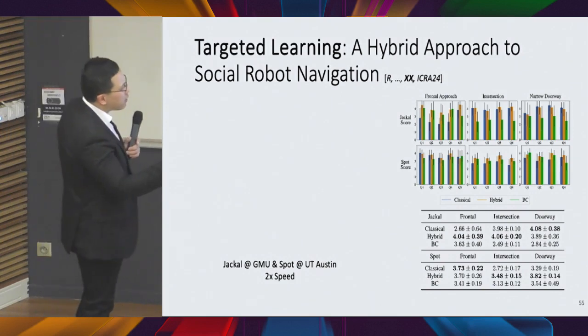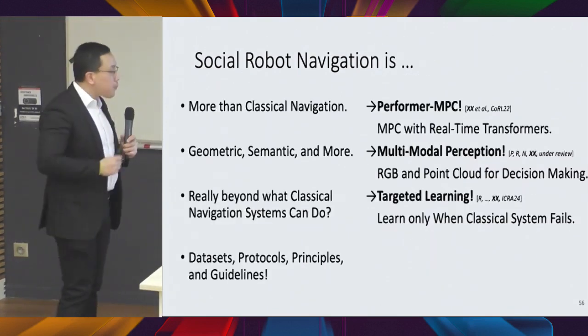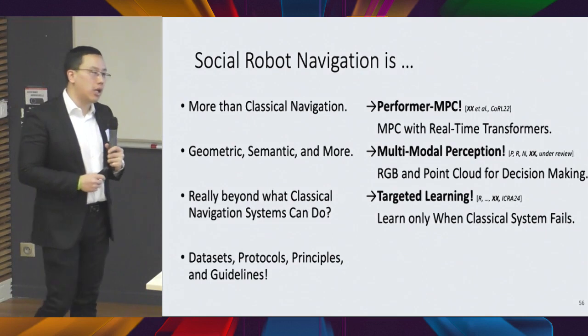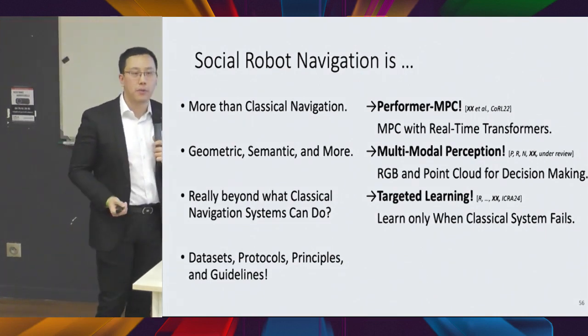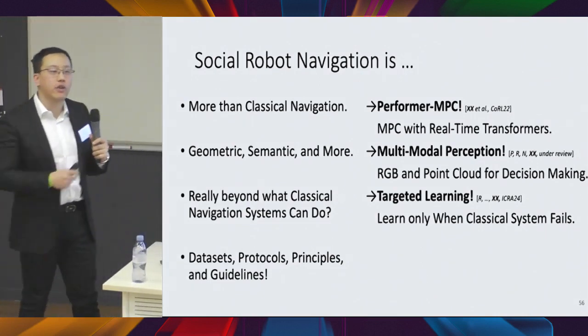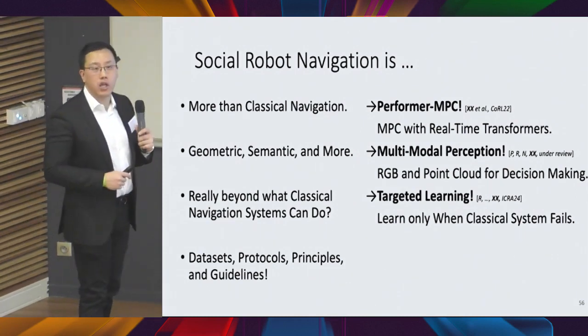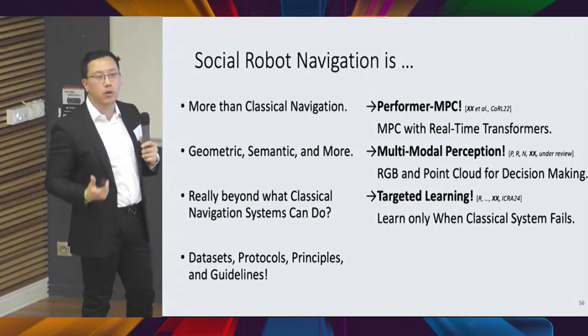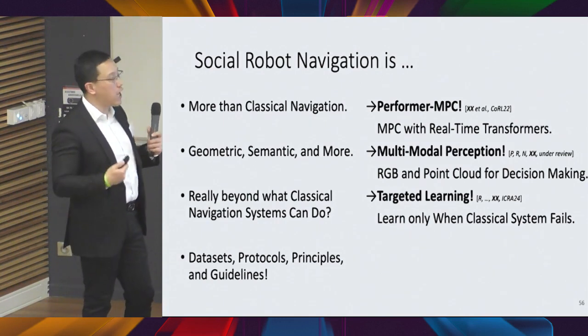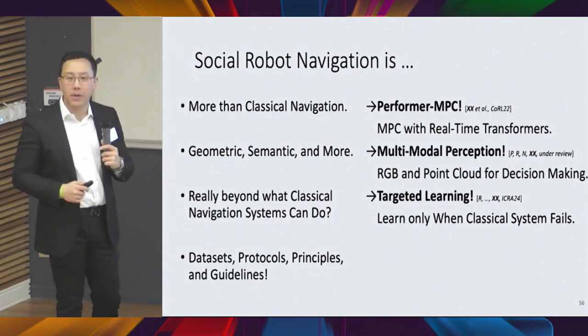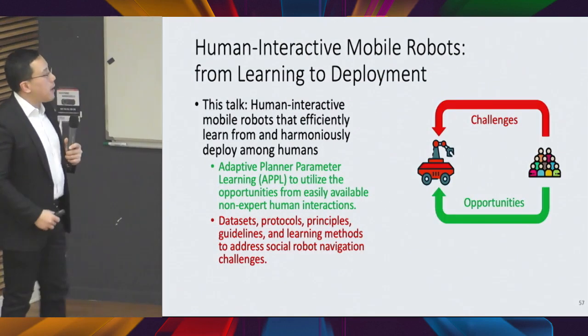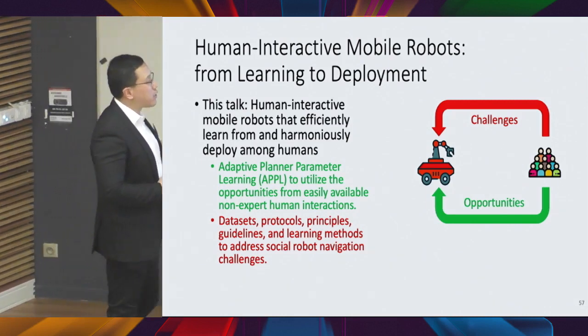Okay, I think these are the three methods we talked about to address the challenges in terms of social robot navigation. And don't forget about the infrastructures we introduced earlier, like the datasets, principles, and guidelines, and also the protocols to help you develop your own social robot navigation research. So with this, I would like to conclude the talk.